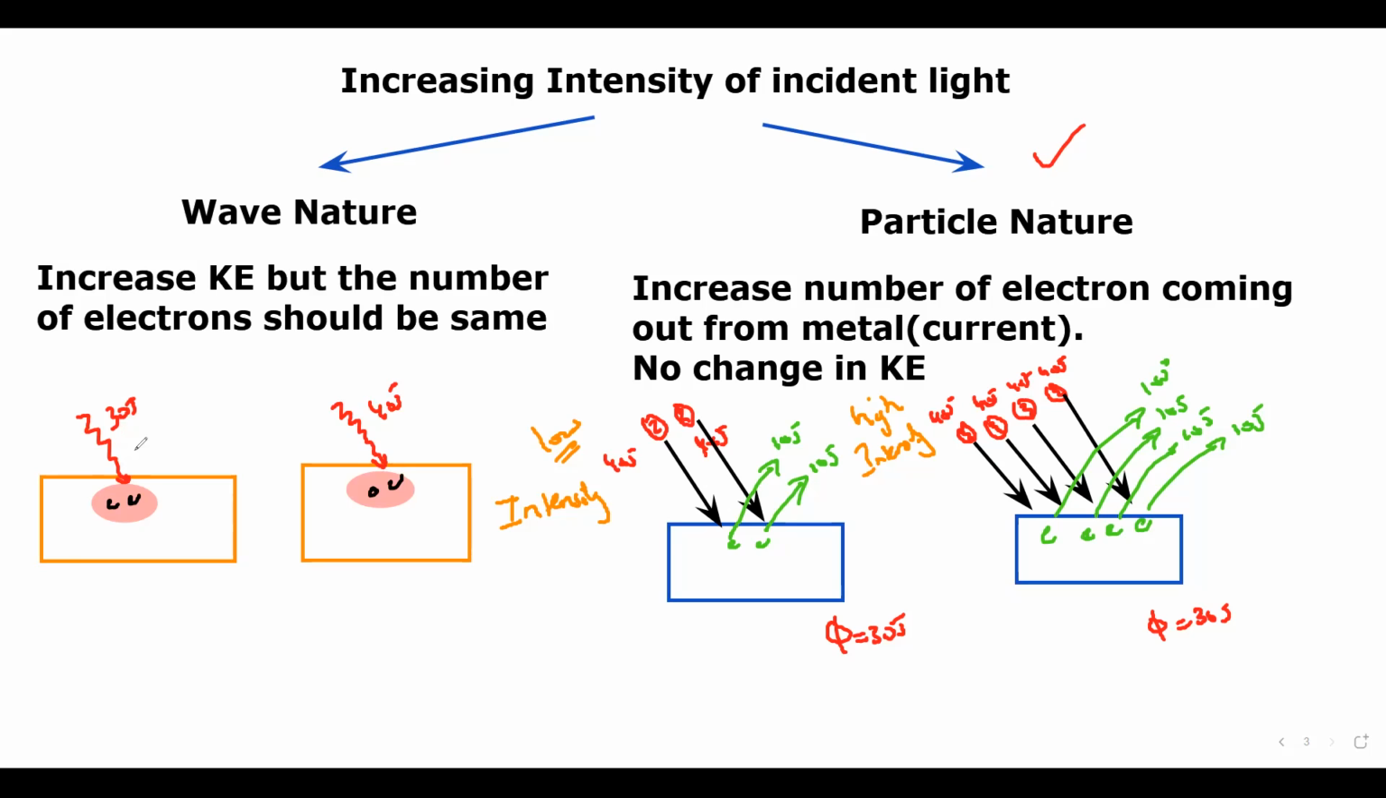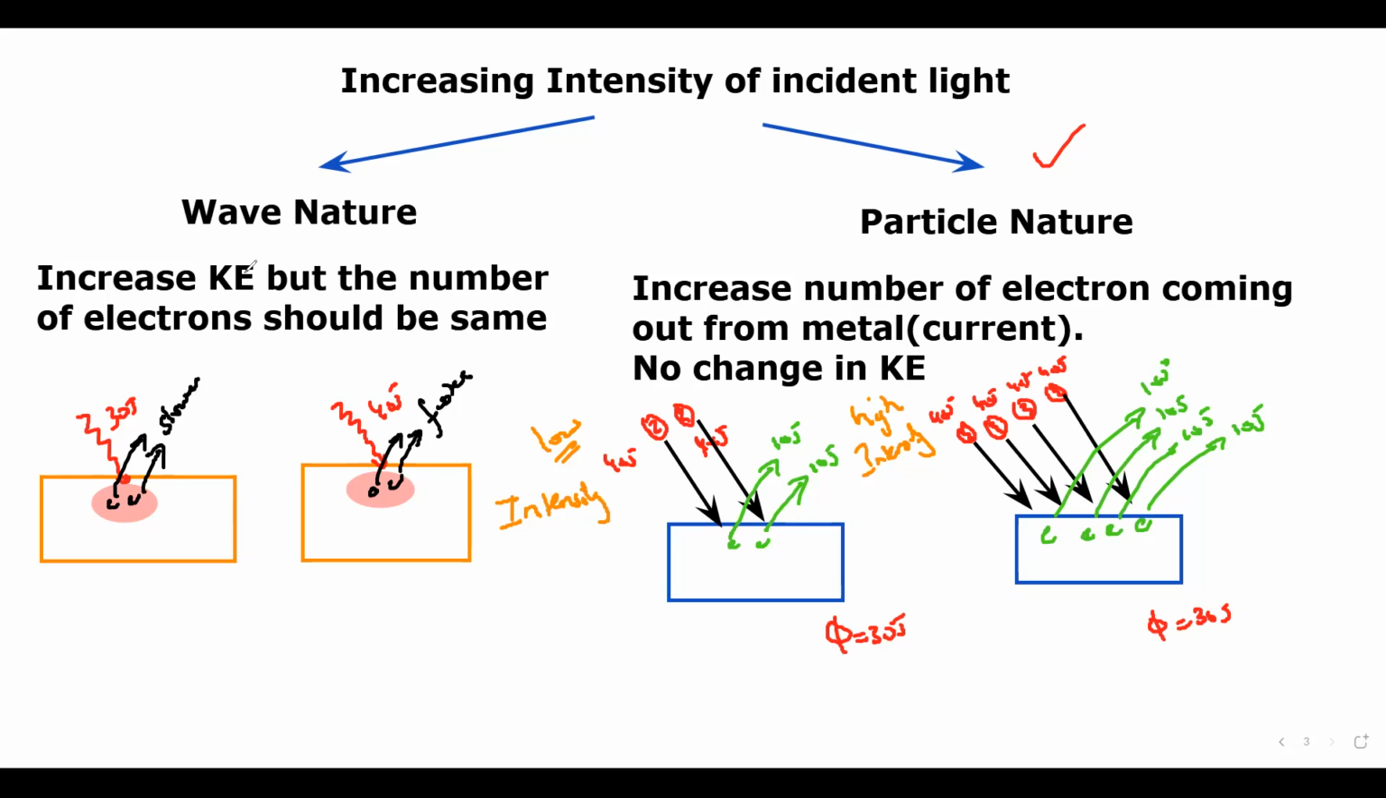So what will happen? According to wave nature, if there's energy of 30 joule on a unit area, two electrons will come out, and here 40 joule on unit area, two electrons will come out. But because this is having less energy, these electrons will move slower, and this is having high energy, so electrons will move faster. So according to wave nature, intensity changes when we change the energy on unit area.